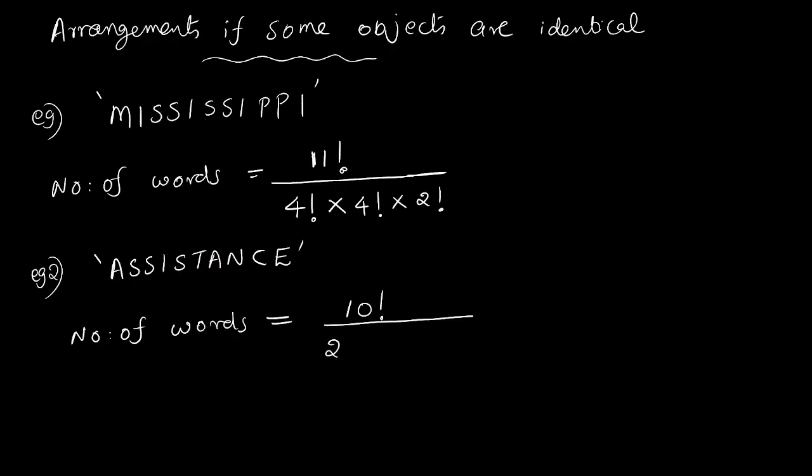So 2 factorial, into any other letter repeated? S is repeated 3 times. So 3 factorial. Any other repetition? I no. T no. N no. C no. Okay. Only A and S are repeated. So this is the answer. Is that okay? All of you please write down.